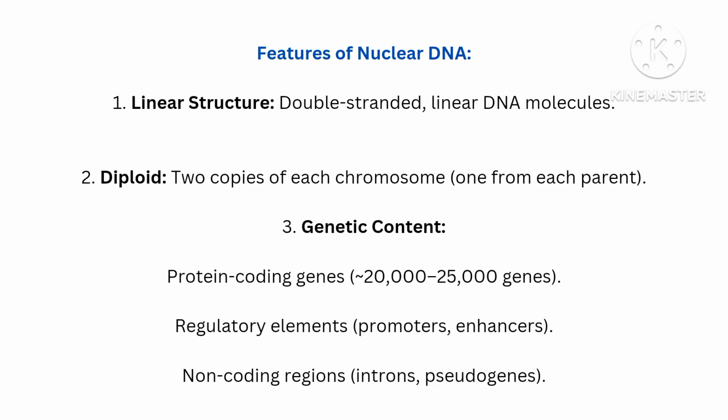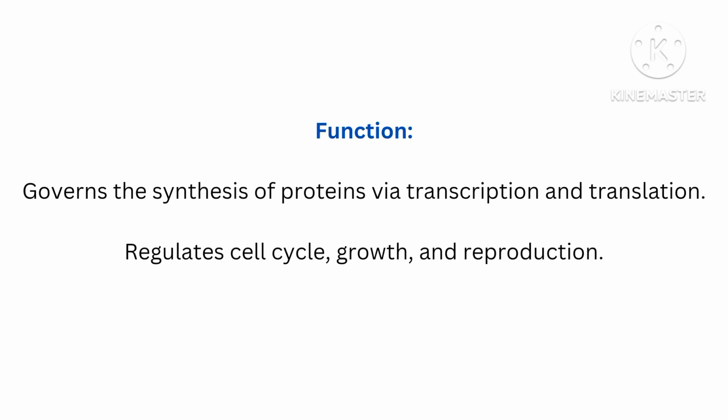Genetic content: protein-coding genes, 20,000 to 25,000 genes. Regulatory elements are promoters and enhancers. Non-coding regions are introns and pseudogenes. Function: governs the synthesis of proteins via transcription and translation. Regulates cell cycle, growth, and reproduction.